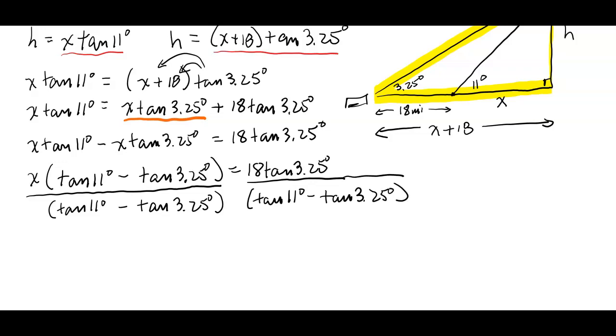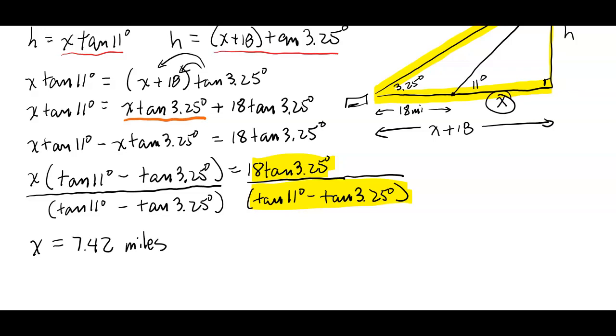And now, when I plug this into my calculator, make sure you do that carefully. Make sure you put the bottom, the denominator, in parentheses, and make sure you're also in degree mode. We're going to get our value for x. So x should be about 7.42, and this is in miles. So that's this distance over here.